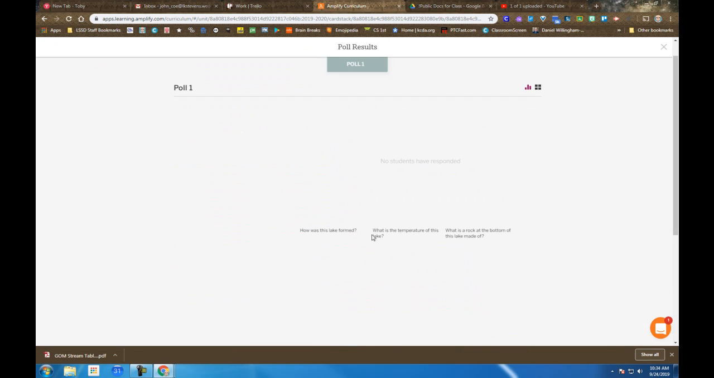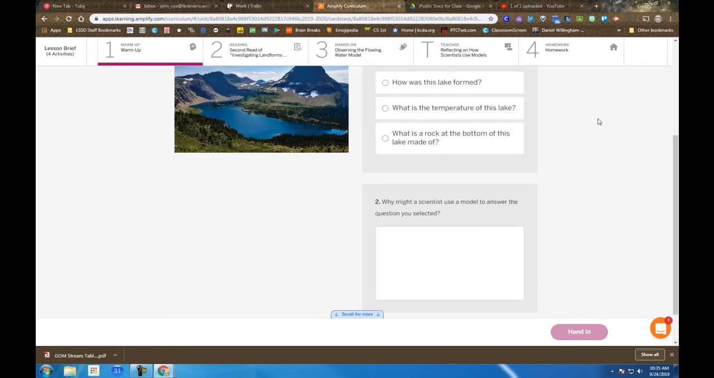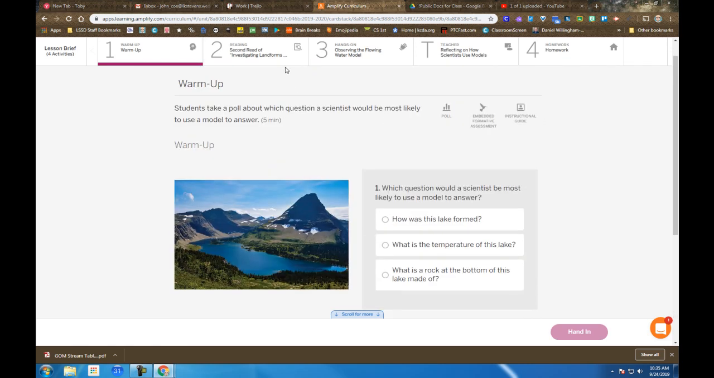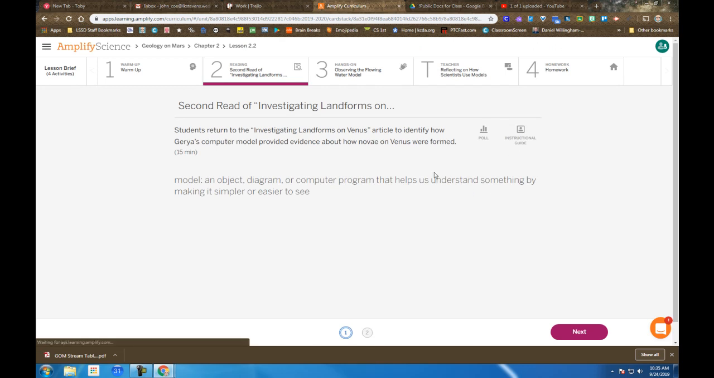In other words, one of these answers is the best choice of the 3 for modeling. 2 of them don't require modeling to answer. And we'll talk about that as a class. We'll pop back into our article investigating landforms on Venus.